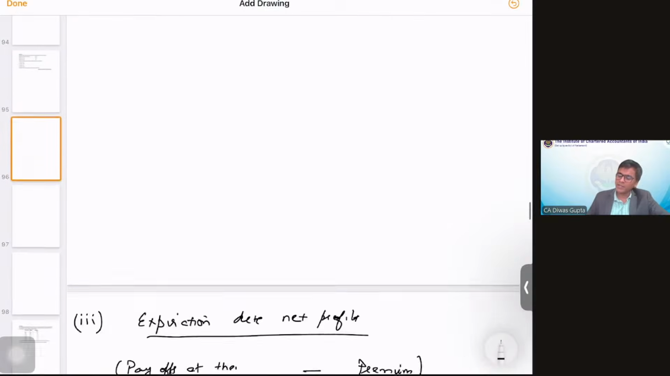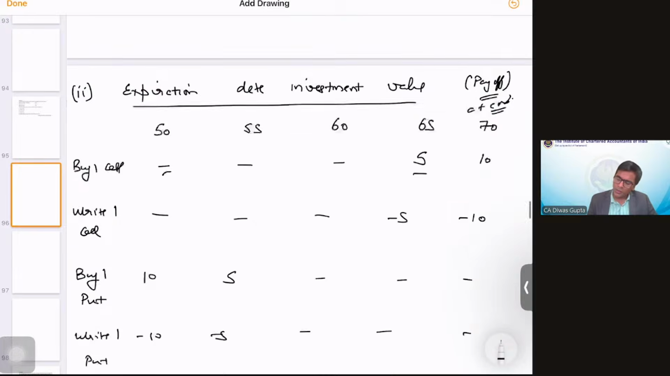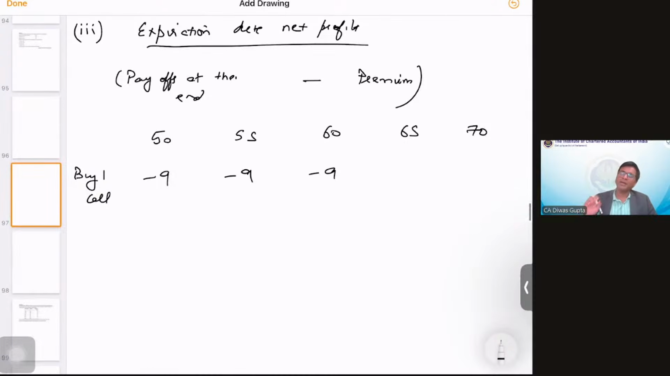Now here at 65 rupees, we would have got 5 rupees, right? Because of the higher spot price compared to the strike price. The moment it is higher, yes. So the minus 9 of premium results into an overall loss of only 4 rupees. Correct? Minus 9 plus 5. And here minus 9 plus 10, which is plus 1. Correct? So this is the net profit on expiration date.